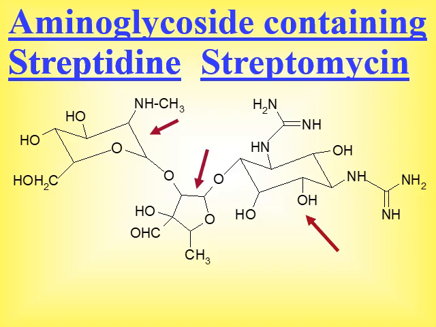Streptomycin is obtained from Streptomyces griseus. It is used in combination, not by itself, against Mycobacterium tuberculosis. Therefore, it is used to treat the TB, but not used alone.